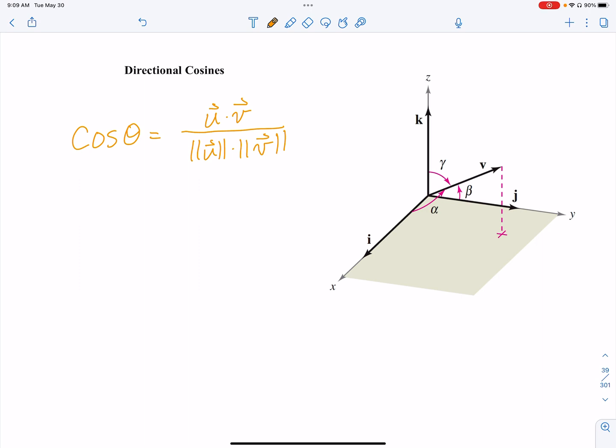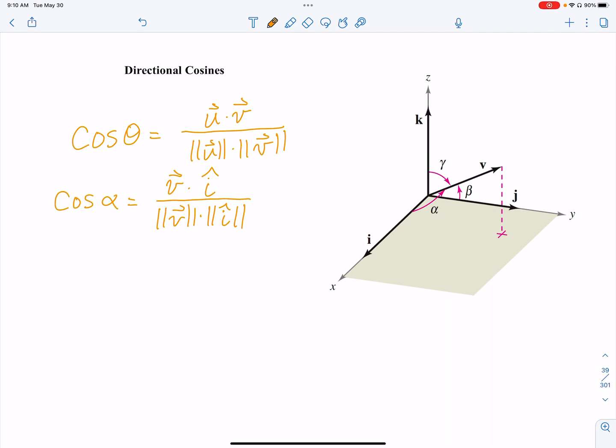Now, let's work. We can come up with some formulas for each one of these. This is an alpha, beta, gamma. We're trying to find those angles. So I'm going to start with just alpha. Now, recall this is the formula from this section that we're going to use. This determines the angle between two vectors. I'm going to use that to find alpha. So cosine of alpha is equal to V dotted with I, and then the magnitude of V times the magnitude of I.